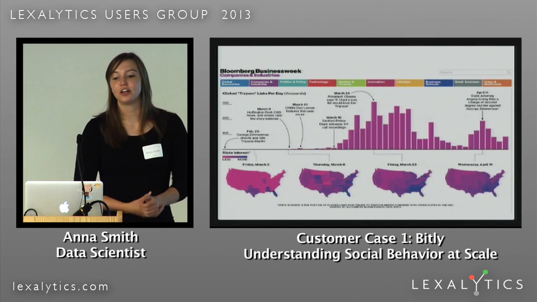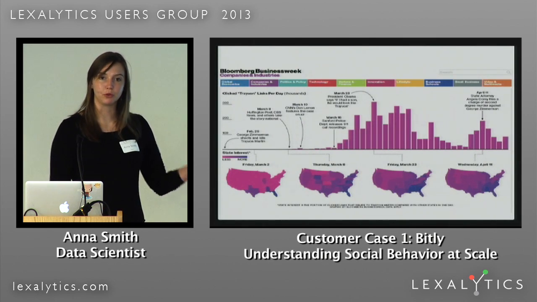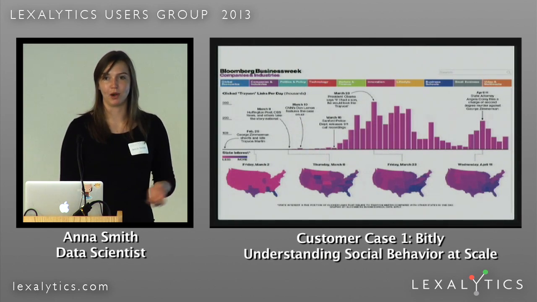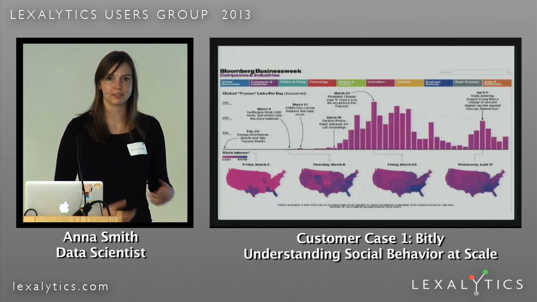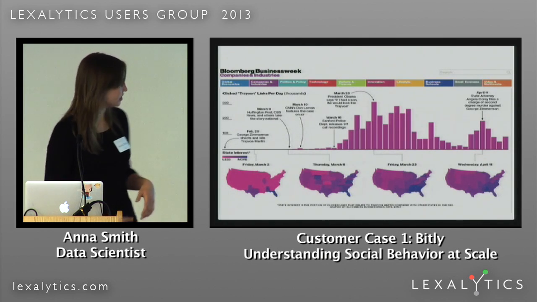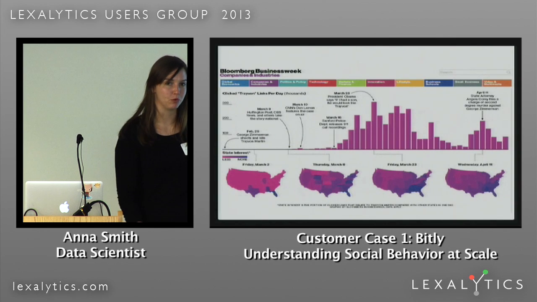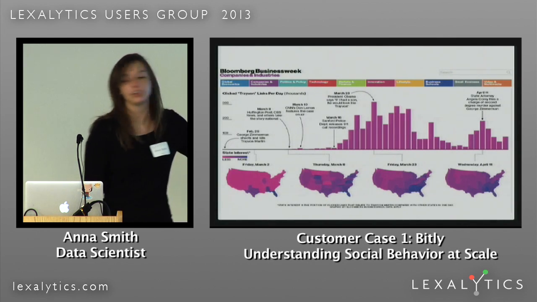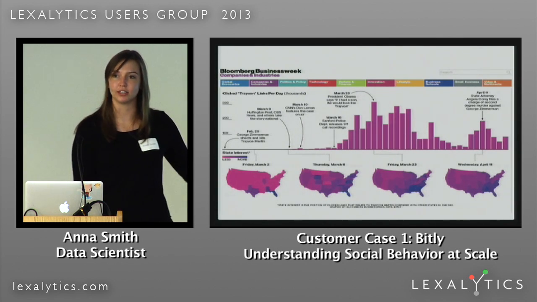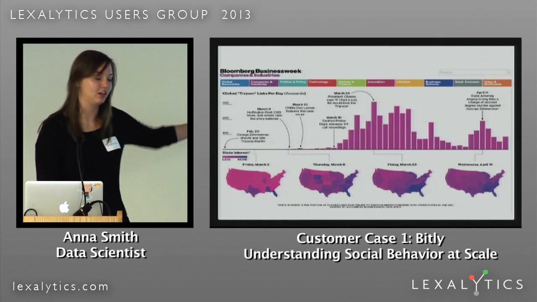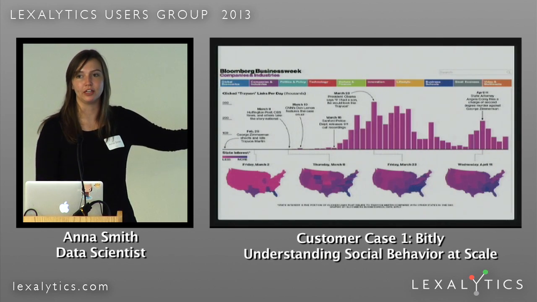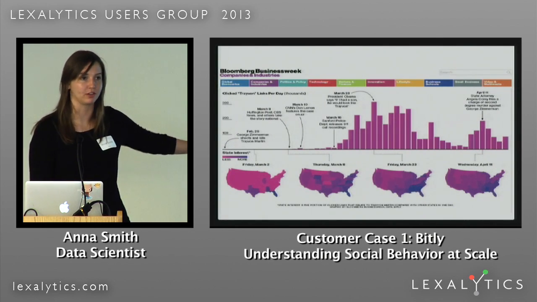Other things we do are we paired up with Bloomberg and we looked at how the Trayvon Martin story spread across space and time. So along the bottom here, you can see how it moved across the US. Darker colors mean that they were paying more attention to it. And along the top there, we have a timeline showing the number of clicks that people were clicking on Trayvon Martin.